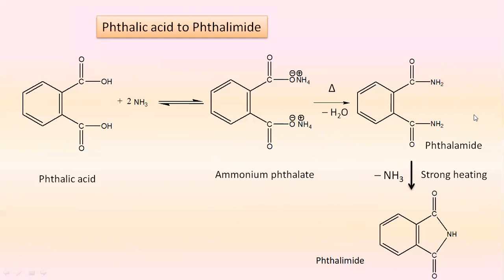Then phthalamide, on strong heating, loses ammonia with the formation of a ring. That ring is formed between the carbonyl groups of the phthalamide, which are joined by the NH, and they form phthalimide: C double bond O, NH, C double bond O. That linkage is called the phthalimide structure. So this is the reaction for the conversion of phthalic acid to phthalimide by the addition of ammonia.